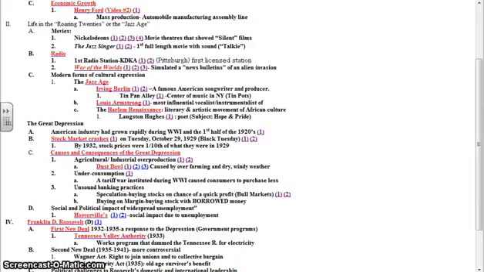Unit 9, Section 3, the Great Depression. Now we're going to talk about causes and consequences of the Great Depression. One of the causes of the Great Depression was agricultural and industrial overproduction.